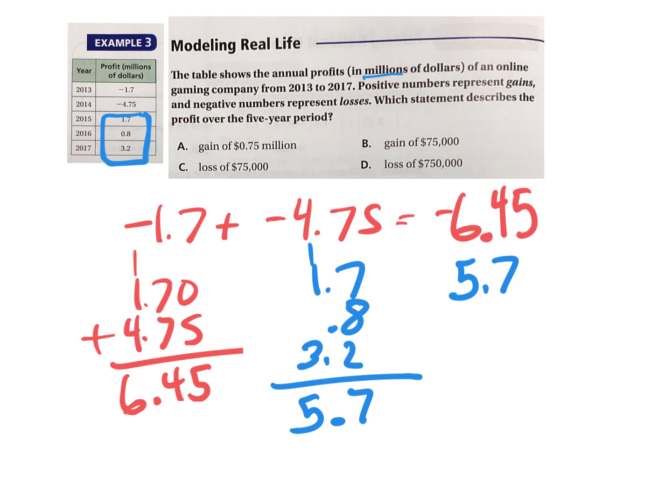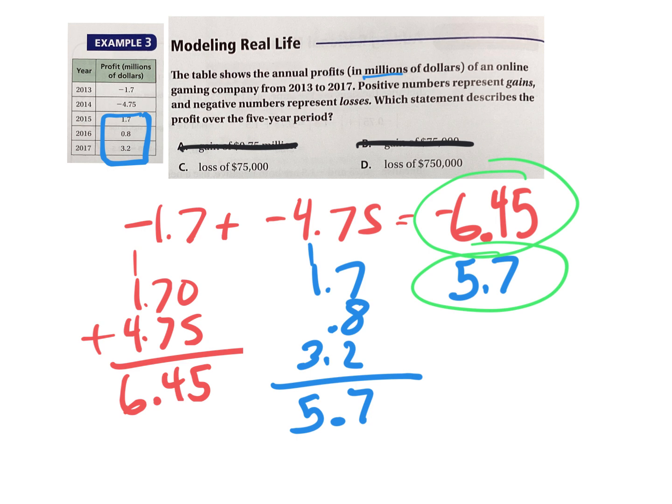Well, I know that the negative number, this one, has a bigger absolute value than this one. So in the end, it's going to be negative. So we had a loss. So I can kind of cross out the gains. And now I just have to take the smaller one from the bigger one, and that will give me the size of the loss. So I take 6.45, which has a bigger absolute value. And I'm going to take 5.7 away from that. And we'll see what our loss was.